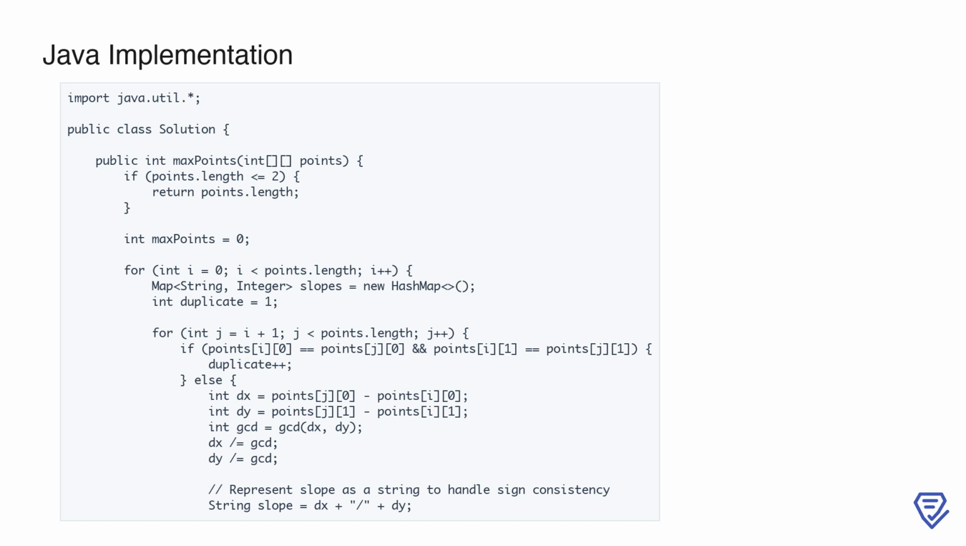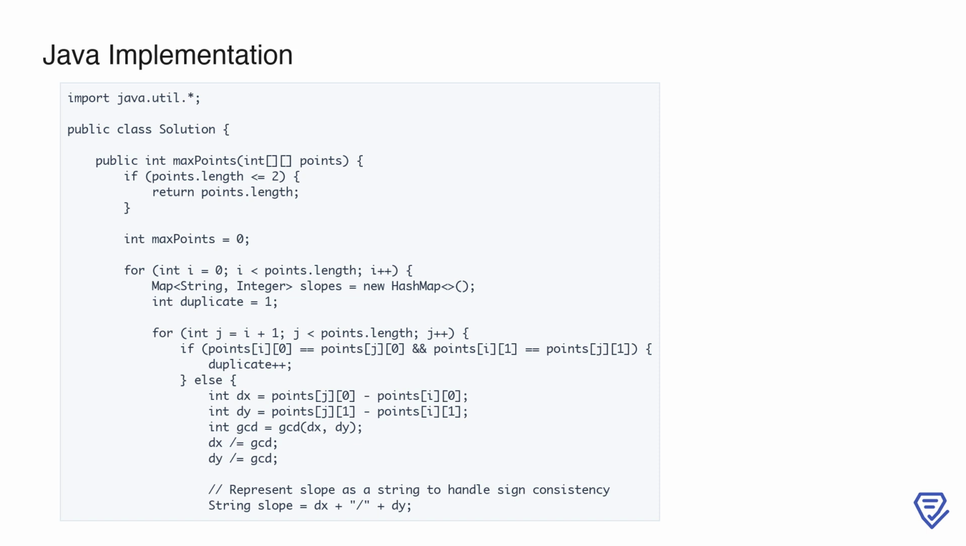Here, we start by defining the maxPoints method, which takes a 2D array representing the coordinates of points on a plane. If there are 2 or fewer points, the maximum number of points on a line is simply the number of points, so we return that directly. Otherwise, we initialize a variable maxPoints to track the overall maximum points we can find on a single line. Now, we use a nested loop to iterate through each pair of points. For the outer loop, we fix one point, and for the inner loop, we compare it with every subsequent point.